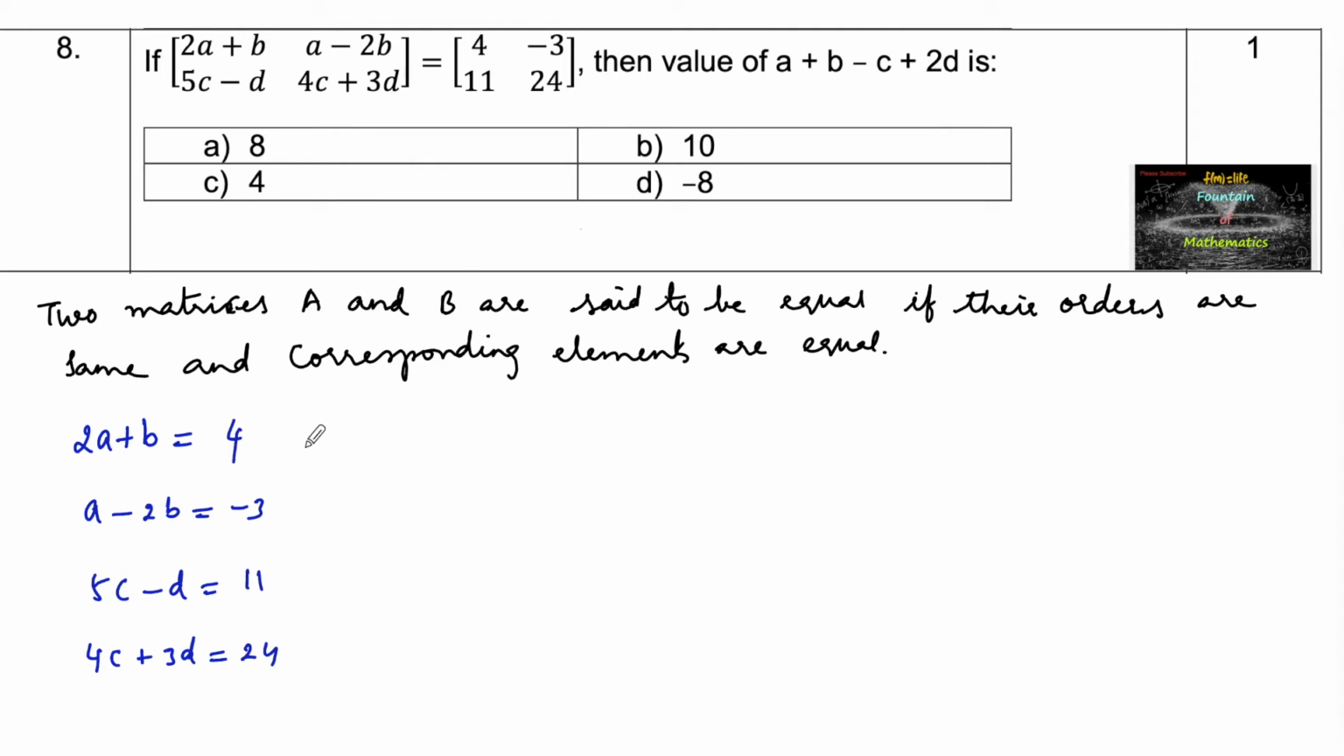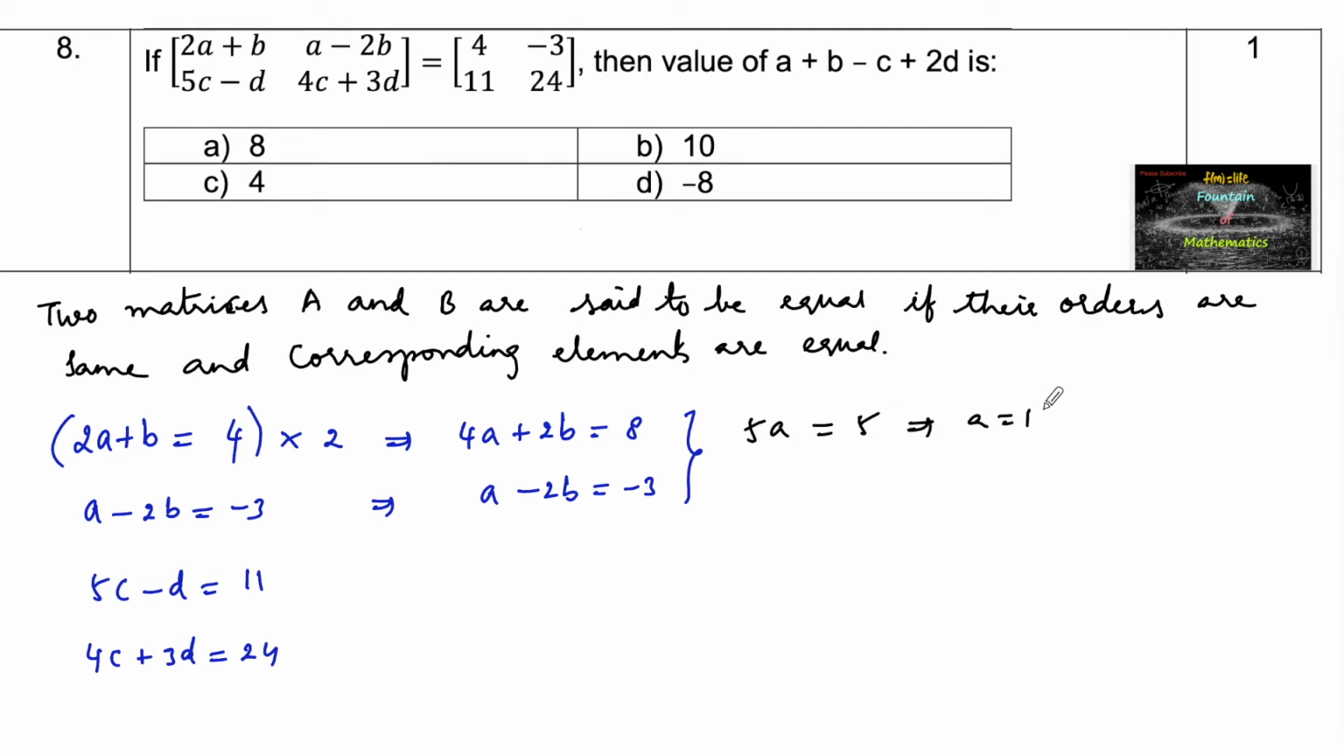Now solving the equations. So let us multiply the first equation with 2. So we'll get 4A plus 2B is equal to 8, and the second equation A minus 2B is equal to minus 3. So solving these both, by adding these two equations, we'll have 5A is equal to 8 minus 3 is 5. So we'll get A is equal to 1. Substituting A is equal to 1.